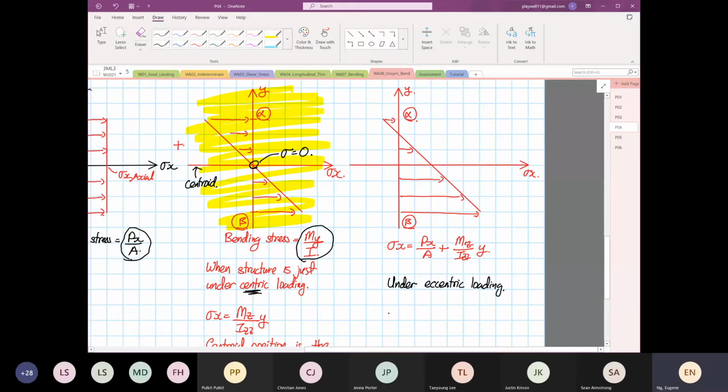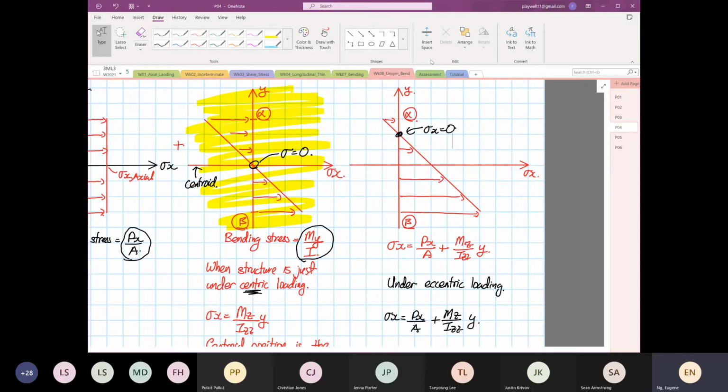When it's eccentric loading, right? Where we start using what? Stress X is equal to Px over A plus My Mz over Izz multiplied by Y, which you have drawn now. Where is the point where stress X is equal to 0? Above the stress x-axis or below? Anyone? Hello? So now, at this point, yes Kevin, you're right. At this point is where stress X is equal to 0.